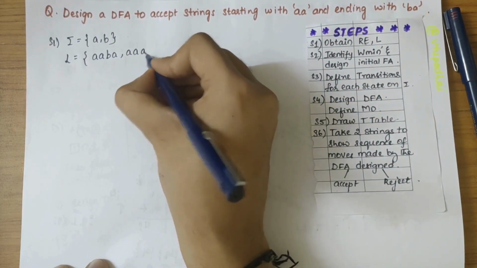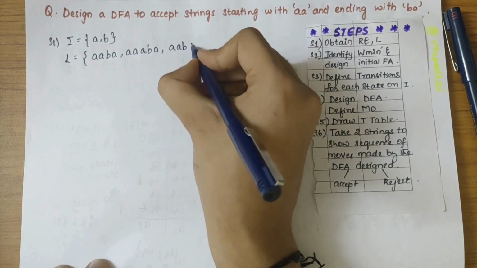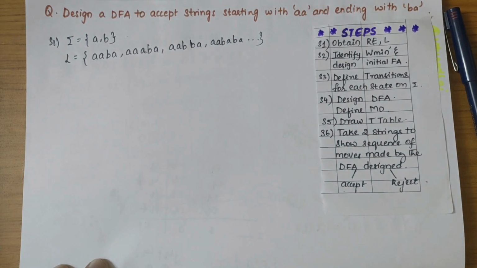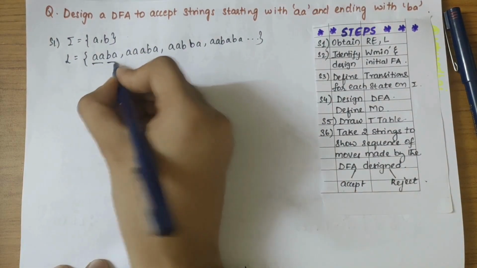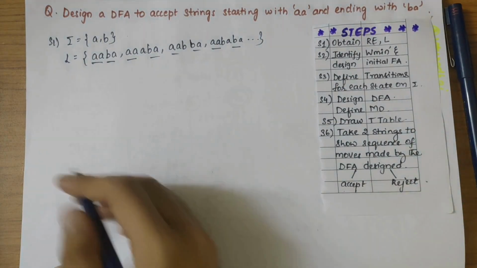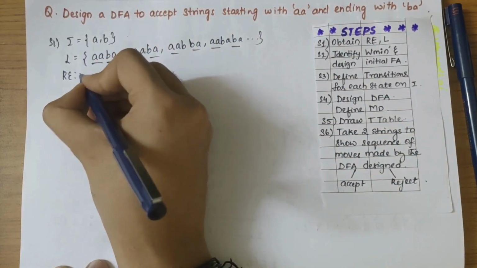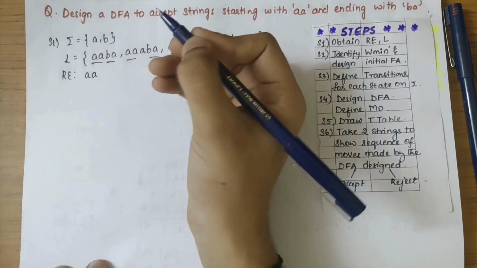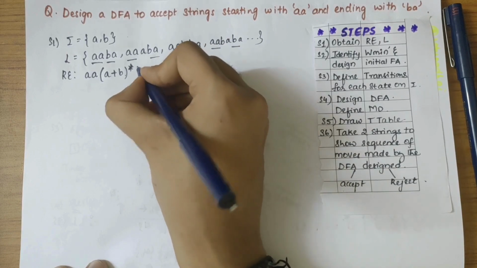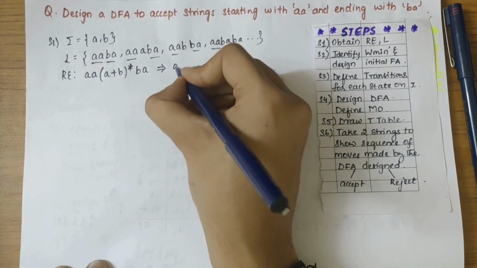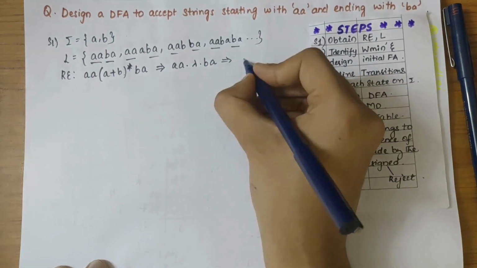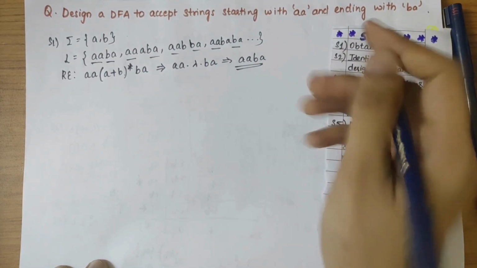Or it could be AABA, AABB, AABA, and so on. So here we need to remember that it is starting with AA and ending with BA in all these possible strings. Followed by that, we have to write the regular expression, which can be written as: it has to start with AA, in the middle there could be anything comprising of A and B, followed by BA, which can be written as AA (A+B)* BA. As lambda has no value, it is written as AABA itself.